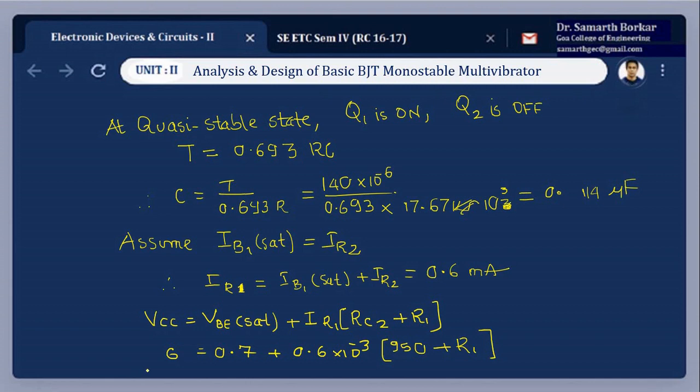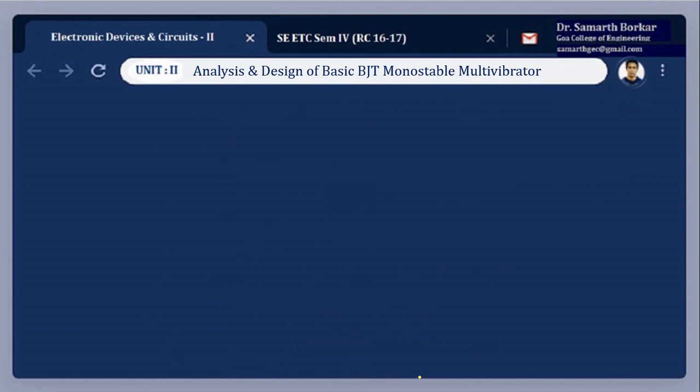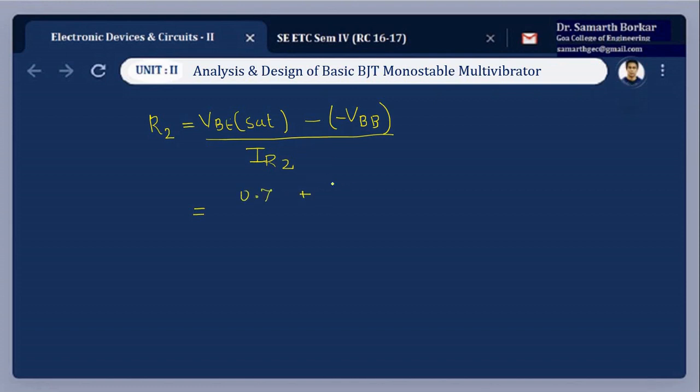If you simplify this, the value of R1 is 17.88 kilo ohms. Now next we have to calculate the value of R2. We can write R2 equals VBE sat minus of minus VBB, divided by IR2. So you substitute the values: 0.7 plus, minus minus plus, 1.5 volts is applied, and IR2 is 0.3 milliamperes, so 0.3 into 10 to the power minus 3. This value is 7.33 kilo ohms.